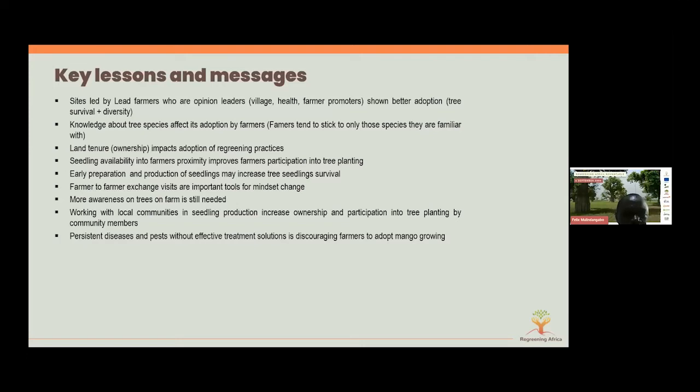We are normally facing the issue of drought in the eastern part, and so sometimes the rain onset is unpredictable. So when we prepare the seedlings ahead of time, it normally helps to increase the tree seedling survival. Farmer-to-farmer exchange visits are a very important tool for mindset change, other than structured training. More awareness on trees on farms is still needed, and working with local communities in seedling production increases ownership and participation in tree planting among community members.